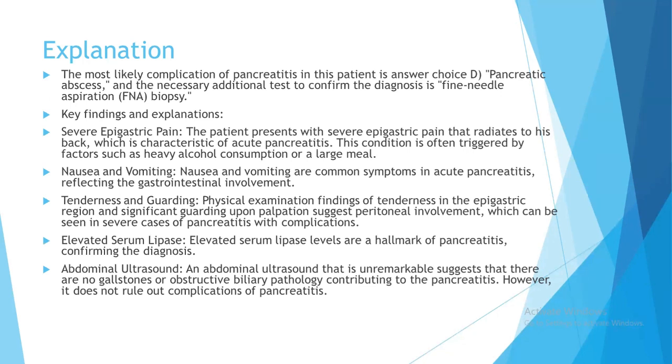Nausea and vomiting are common symptoms in acute pancreatitis, reflecting the GI involvement. Tenderness and guarding in the physical examination: findings of tenderness in the epigastric region and significant guarding. Often palpation suggests peritoneal involvement, which can be seen in severe cases of pancreatitis and with complication. Elevated serum lipase is a hallmark of pancreatitis, confirming the diagnosis. Abdominal ultrasound that is unremarkable suggests that there are no gallstones or obstructive biliary pathology contributing to the pancreatitis. However, it does not rule out complications of pancreatitis.